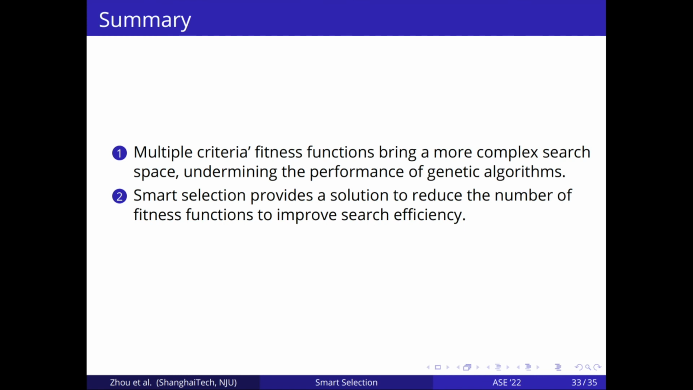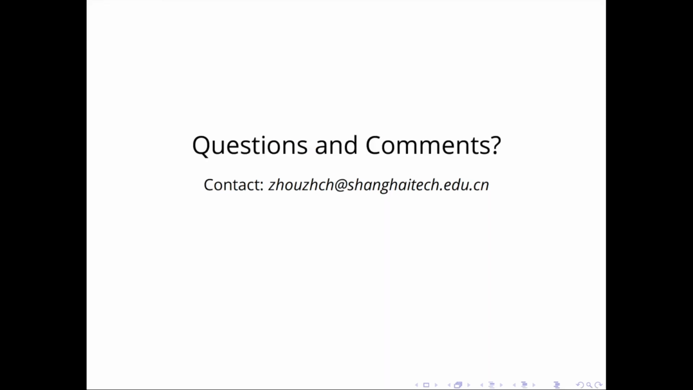In summary, firstly, multiple criteria fitness functions bring a more complex search space, undermining the performance of genetic algorithms. Second, smart selection provides a solution to reduce the number of fitness functions. Thank you for your listening.